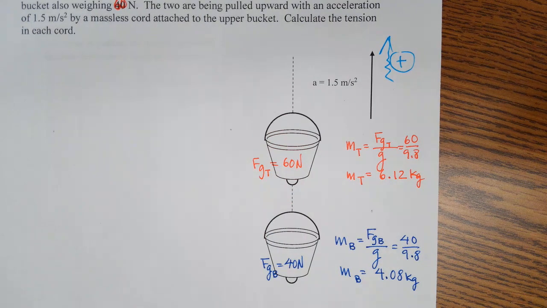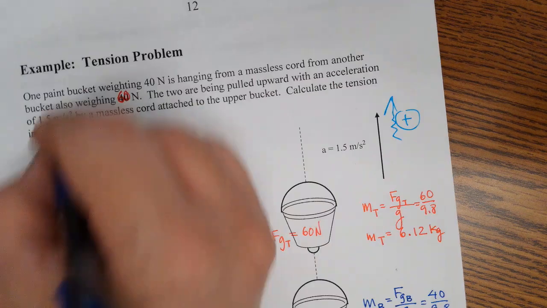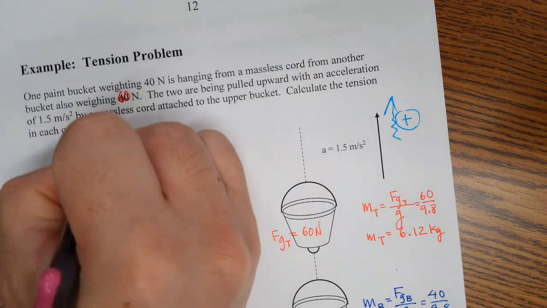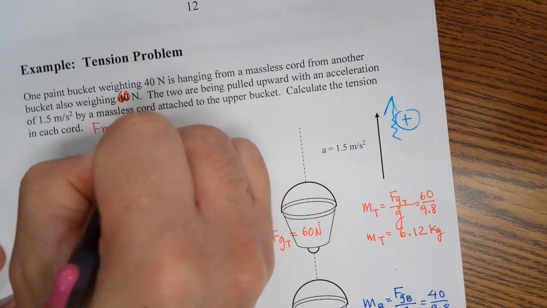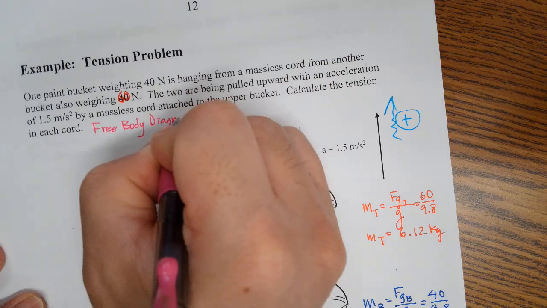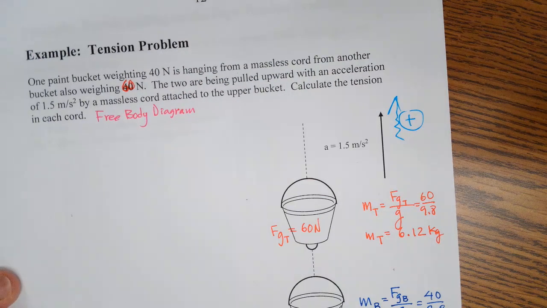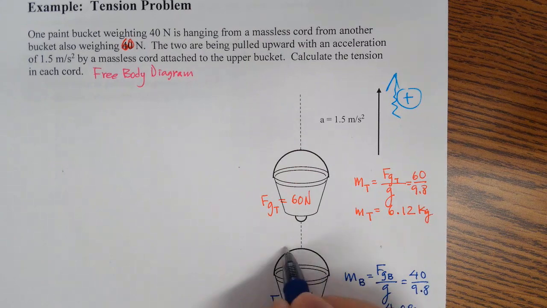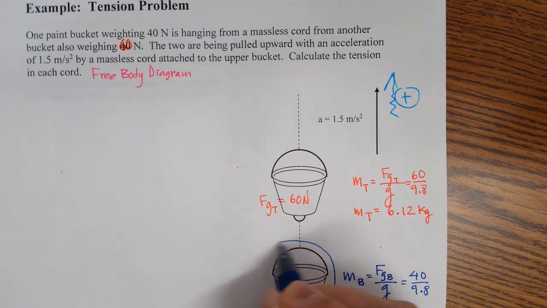So let's take a look at this. I draw a free body diagram again. This is very important, right? Free body diagram. A free body diagram means isolating each mass or each object from the system and drawing the force vectors on it.